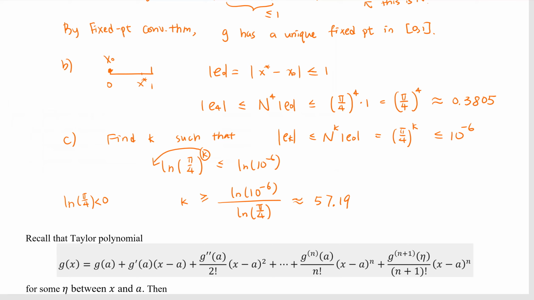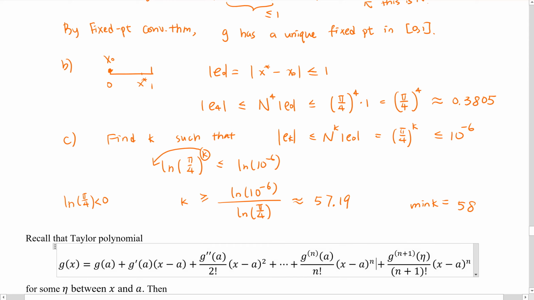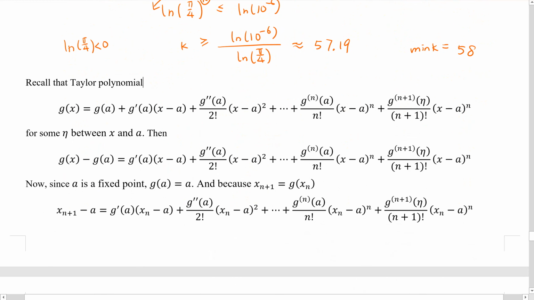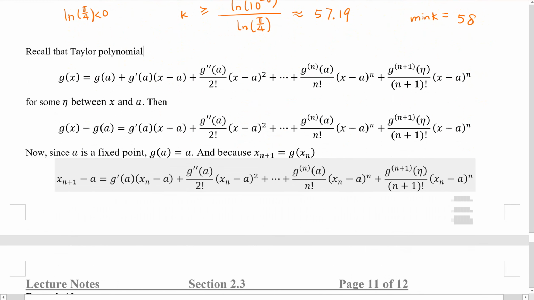Okay, so what is the minimum number for k? Shall we pick 57? No, we need to pick an integer that is greater or equal to 57.19. So we have to pick 58. So far, so good. So we need 58 iterations so that our errors will be within 10 to the minus 6. Okay, so this is about the fixed point convergence theorem. All right. Okay, now let's continue.